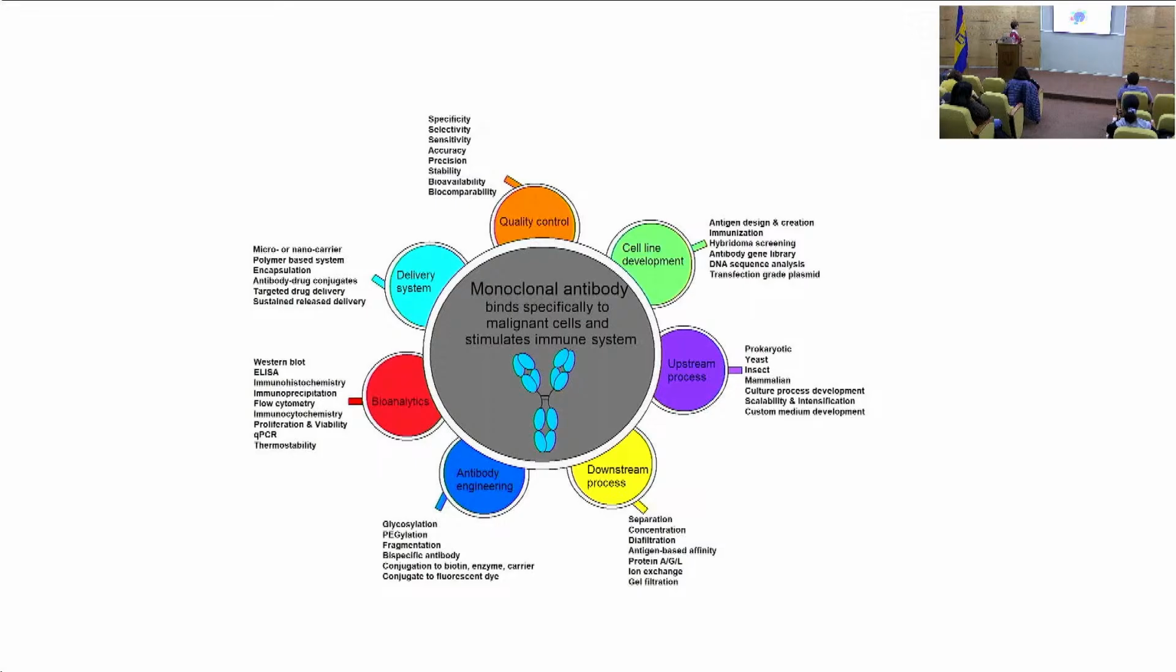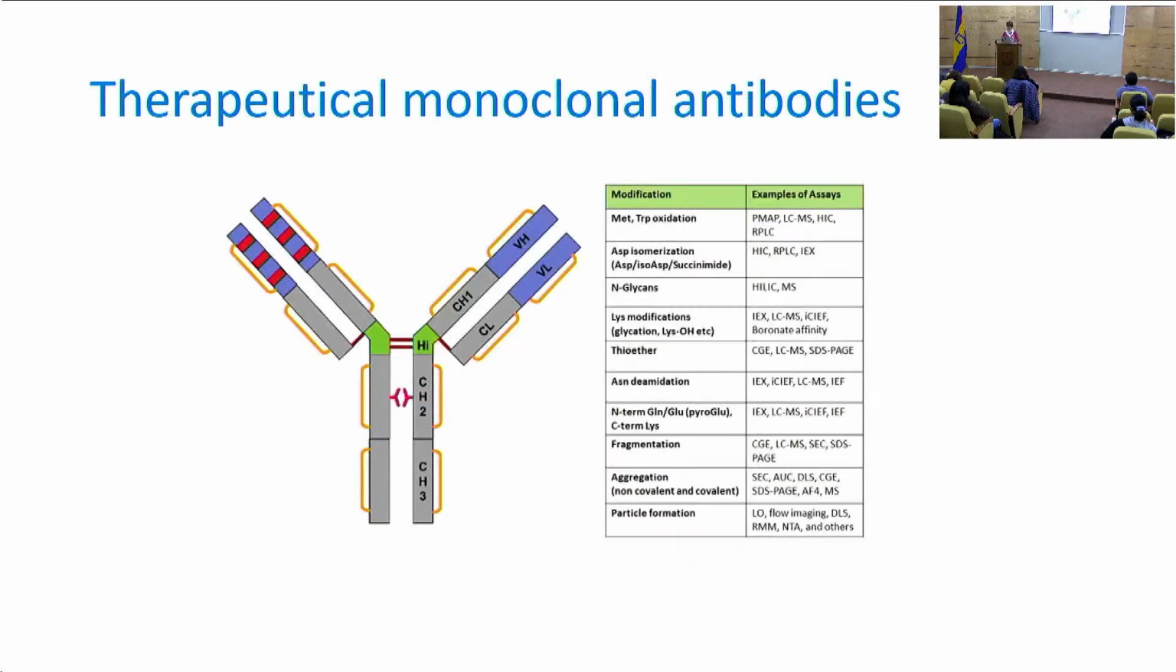So here, I think we have said that. Now you have understood all the different steps, which is very important. Everything has to be considered for monoclonal antibodies in terms of development, upstream process, downstream process, and bioanalysis for quality control, which is summarized here in this figure. But I come back to the therapeutic monoclonal antibody, and here is all the modifications that a monoclonal antibody can exhibit.